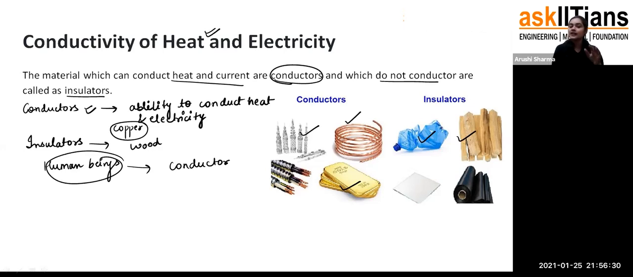Okay, so that's how, on the basis of heat and electricity, we can separate out the materials. Those which can conduct electricity or heat, we call conductors, and those which do not, we call insulators, as you can see here.